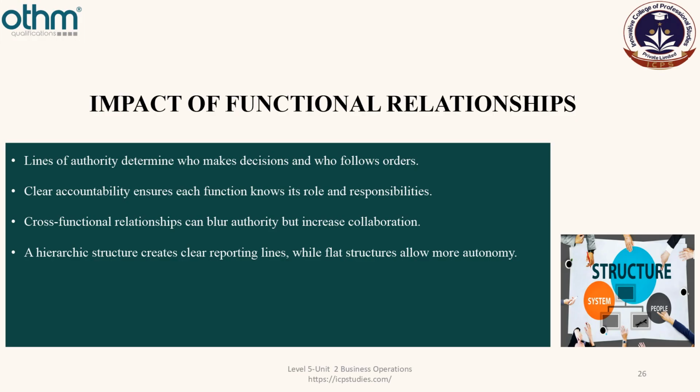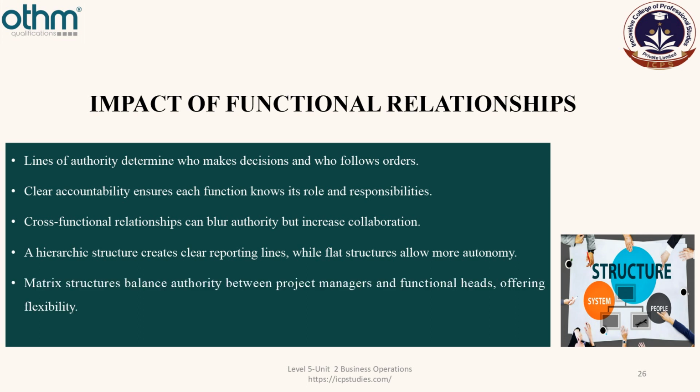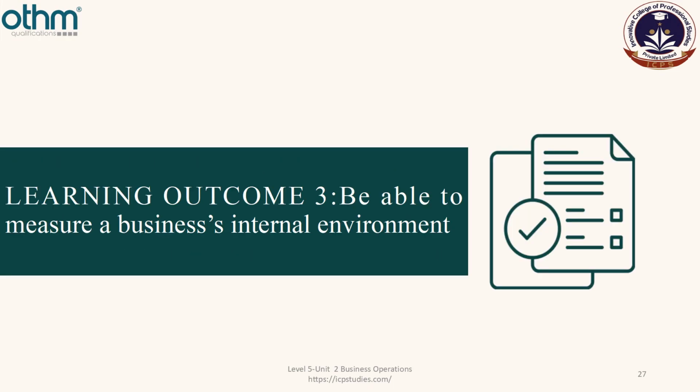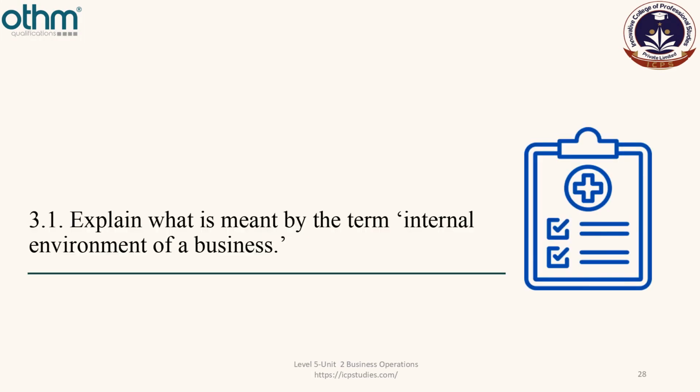The hierarchical structure creates a clear reporting line, while the flat structure allows more autonomy to the employees. Then we have the matrix structure, which balances the authority between the project manager and functional heads, which offers flexibility. So the structure must fit the company's goal and the way the different functions work together. Then we have the third learning outcome, in which we will be able to measure a business's internal environment.